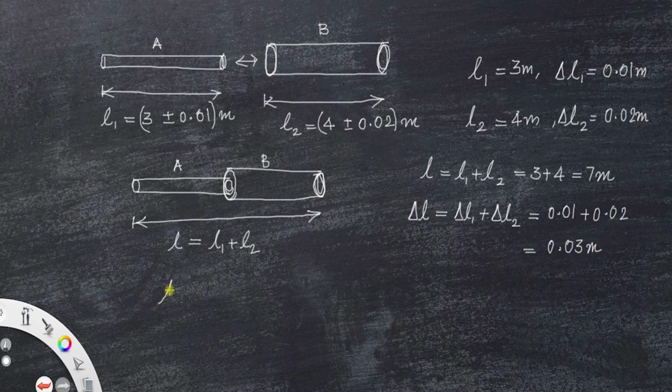So this length L can be represented as 7 plus or minus 0.03 meter. Clear? So this is the final representation of the total length of these two rods or these two bars when joined together, including the correct error limits. Clear?